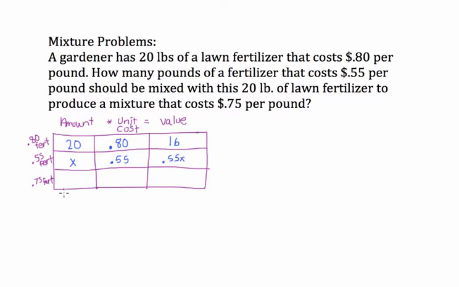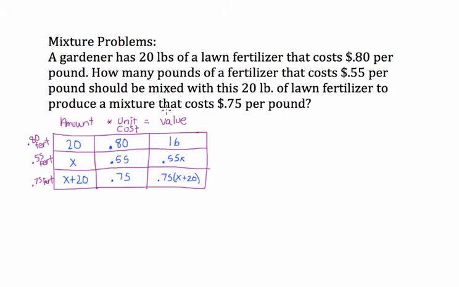So how much will there be of the 75-cent fertilizer? Well, we're going to add together the 80-cent fertilizer and the 55-cent fertilizer, which is 20 and X. So there will be X plus 20 for the amount of the 75-cent fertilizer. The unit cost there is 75 cents. So to find the value, I multiply the amount times the unit cost: $0.75 times X plus 20.